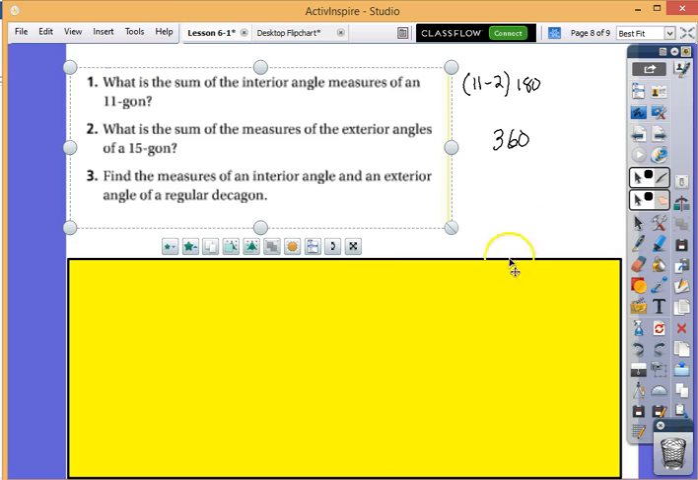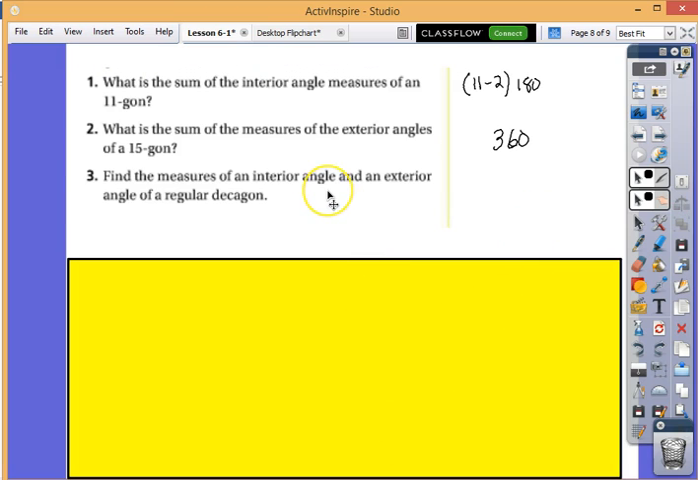What about finding the measure of an interior angle and an exterior angle of a regular decagon? So a decagon has how many sides? All right, so you need to go through and tell me what the exterior angle and the interior angle are going to measure for a regular figure of that type.